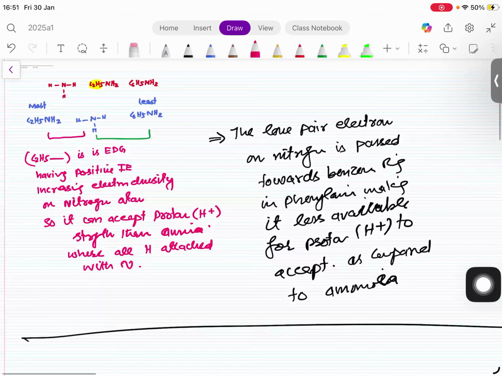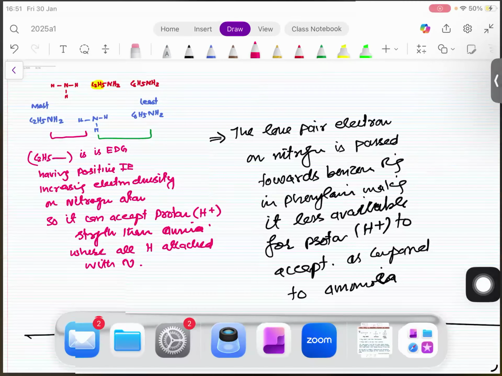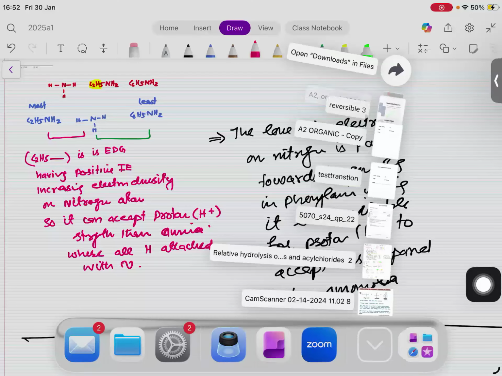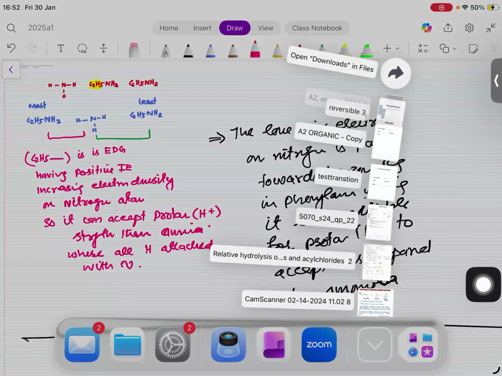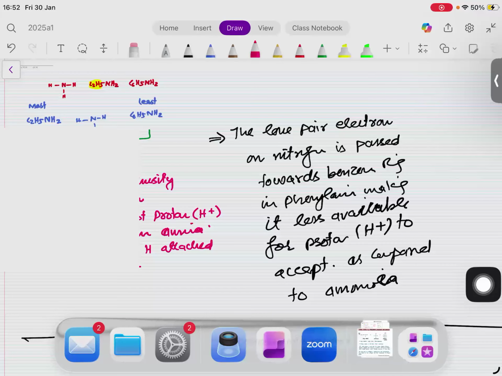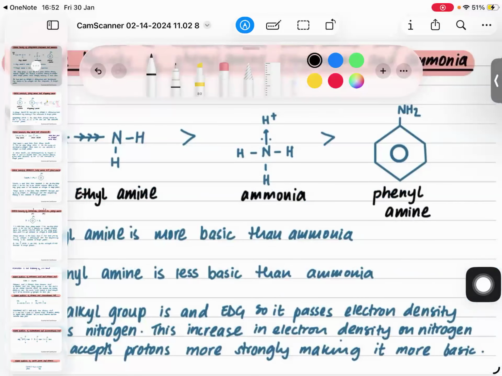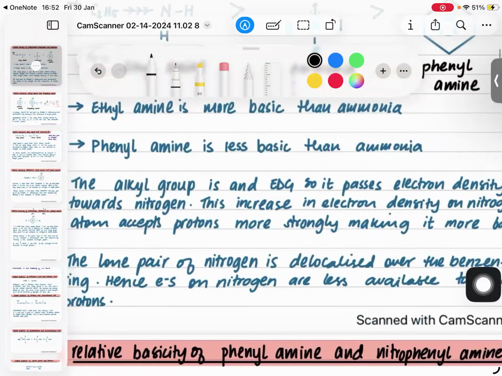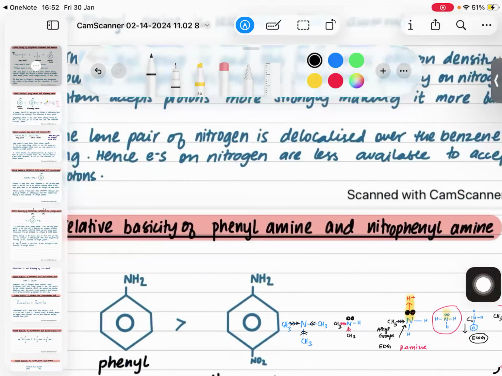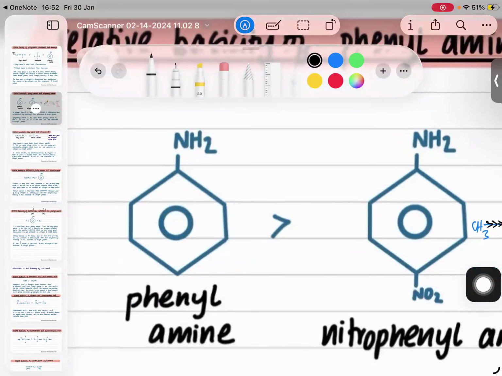Now I'm going to ask you, can you tell me which of these is more basic and which is less basic? Phenylamine and nitrophenylamine. Nitro is an EWG. Ayla, can you tell me? NO2 is an electron withdrawing group. So what do you think, which one is more basic?